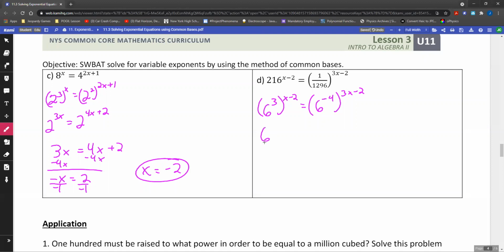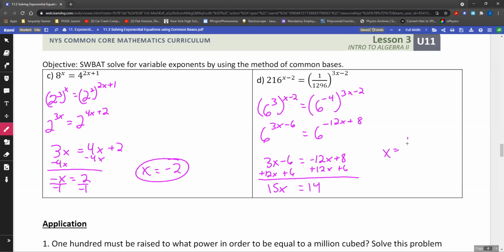So fixing these exponents, I end up getting this. Now setting them equal to each other, 3x minus 6 equals -12x plus 8. So add the 12x over, add the 6 over. 15x equals 14. Divide the 15 over and we get x equals 14 divided by 15.